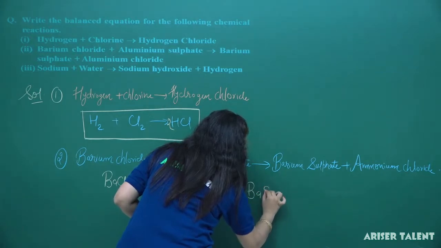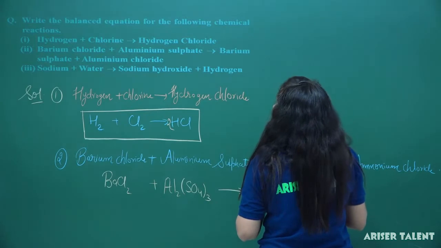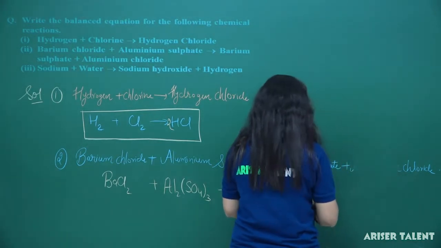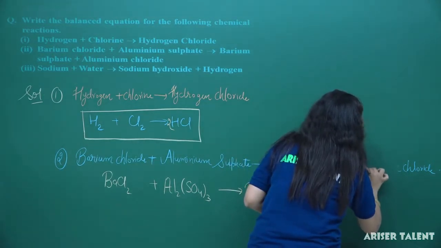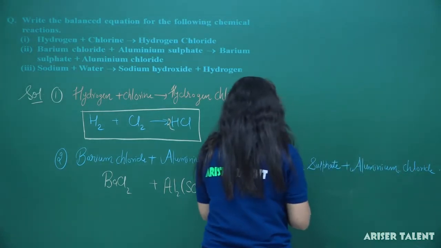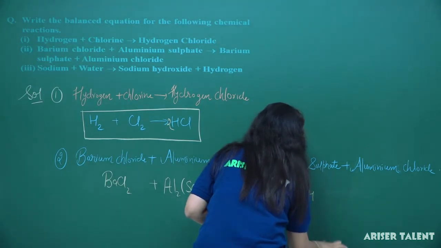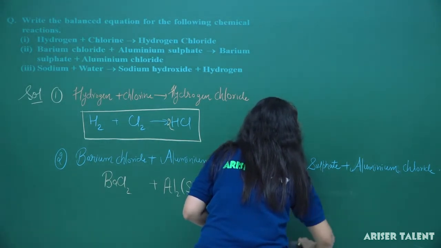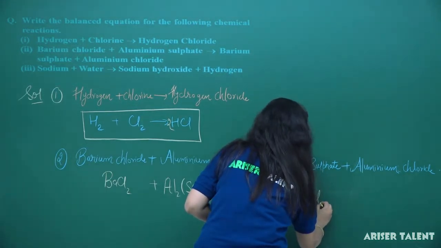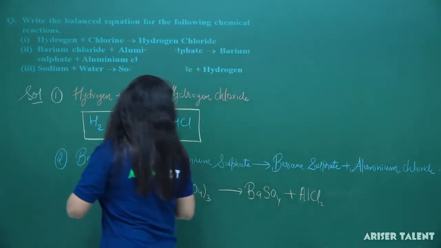I will get BaSO4 and aluminum chloride. Here it is aluminum chloride. So for aluminum chloride, we have the formula AlCl3. Now we want to balance the equation.